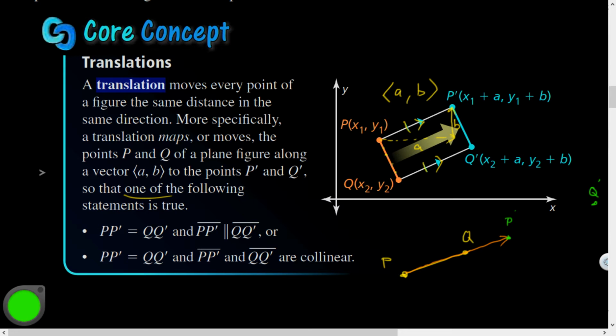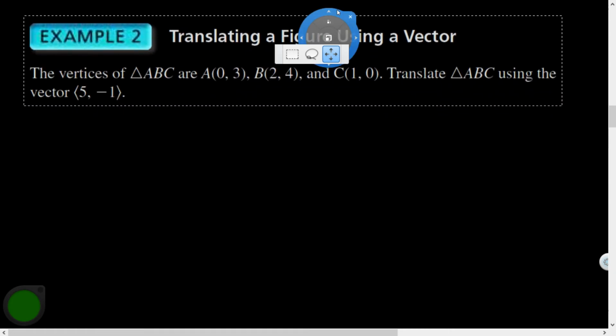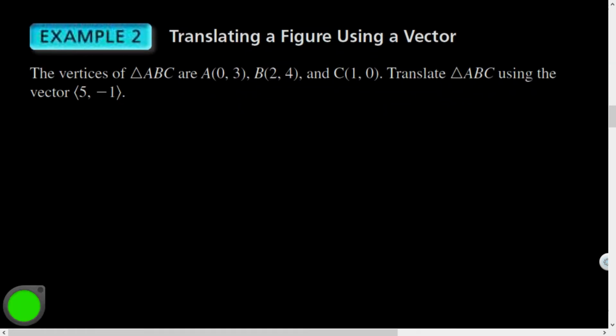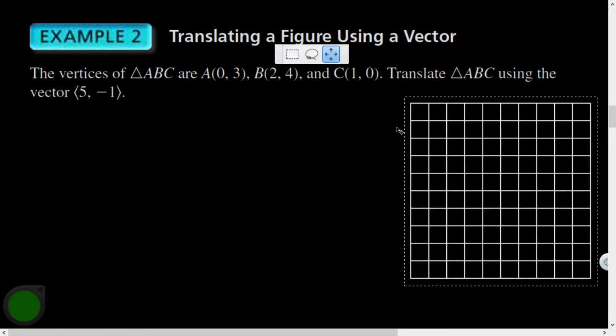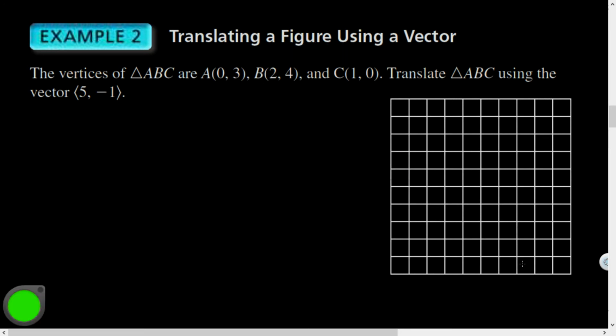So let's see. Let's do example 2. You guys have a little coordinate plane for this example already given to you. Translating a figure using a vector. And let's see. Let me get my coordinate plane up here. Like so. So you got this, Malik, you're following along. It says the vertices rather of triangle ABC are 0, 3, 2, 4, and 1, 0. Translate triangle ABC using the vector 5, negative 1.